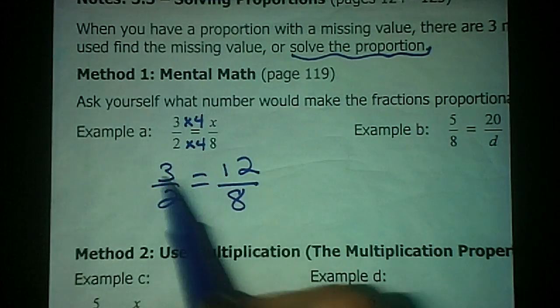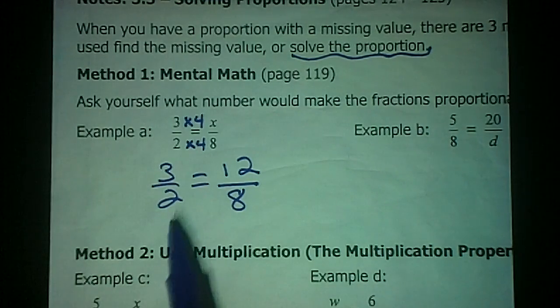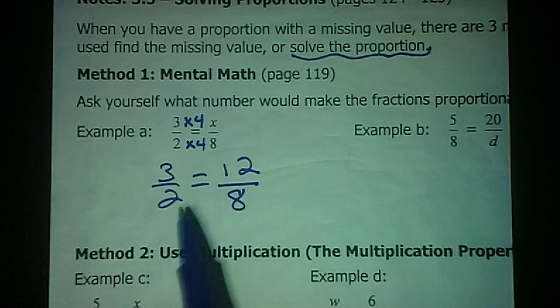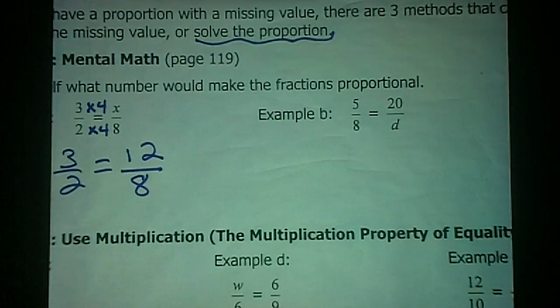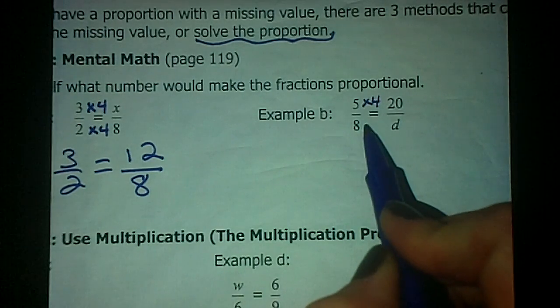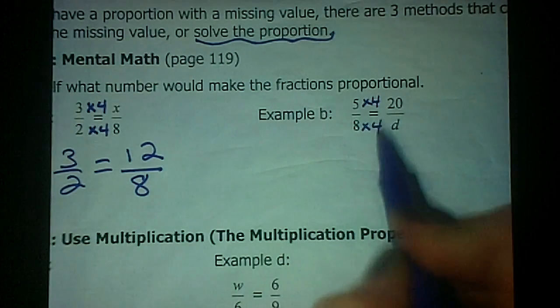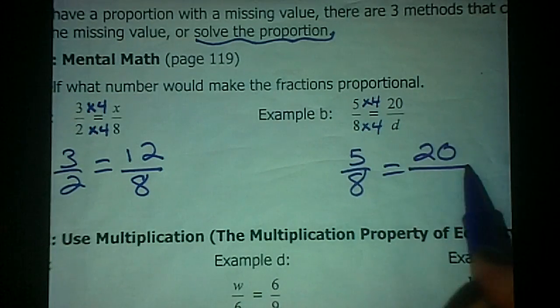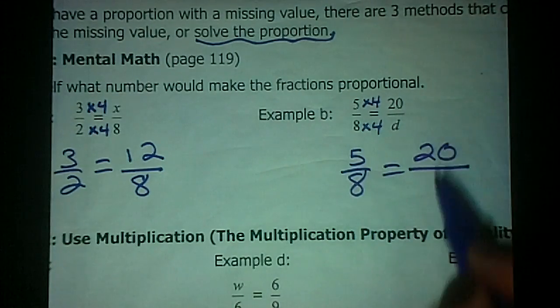And you can use those cross products like you did the other day and double check that your cross products are equal. 24, 24, we know we're okay. Same thing over here, if we use mental math, to get from 5 to 20, again it's times 4. So we do the same thing here, 8 times 4. So 5 eighths is equal to 20 over 8 times 4, 32.